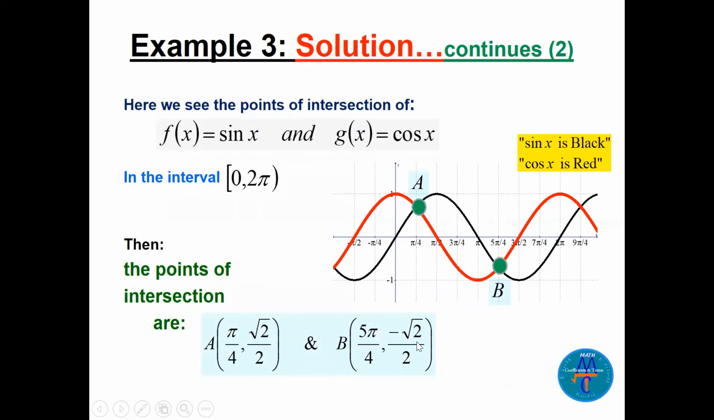Now I will show you the graph here as extra stuff. Now this is the answer here, please. Pi over 4, square root of 2 over 2. This is point A in the intersection. Another point B, 5 pi over 4, and the y is minus square root of 2 over 2. The sine of x graph is the black one, and the red one is the cosine. So the intersections are at pi over 4 and 5 pi over 4. Here the y is positive, and here the y is negative. So these are the points of intersection, A and B.